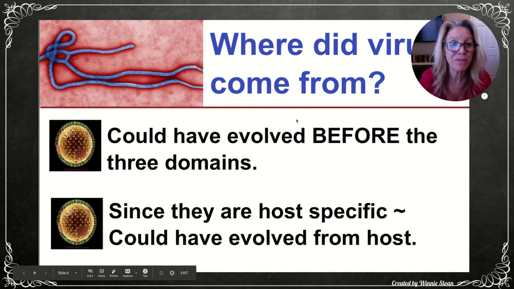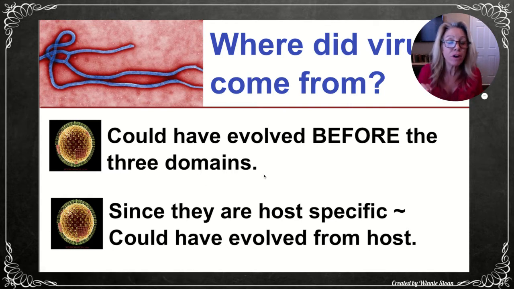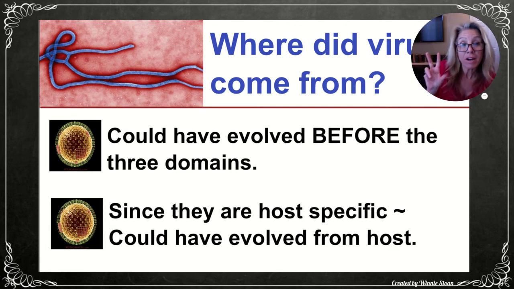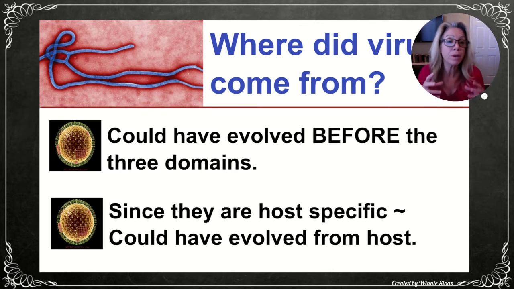So where did viruses come from? This is where we are on the notes. They could have evolved before the three domains. Remember your three domains? Archaea, bacteria, and eukarya, those are our three domains. They could have evolved before that, or because they are host specific, they could have evolved from hosts. Remember how we have all this RNA in our cells. We also cut out introns and leave the exons for eukaryotic control of gene expression, so could have come from any of those. So on your notes, you have all of that before, during, or after cells evolved.